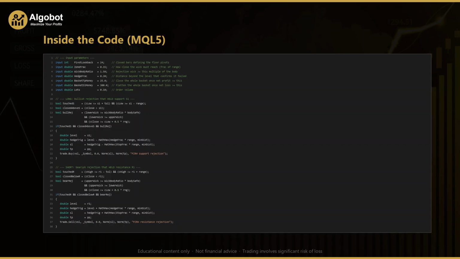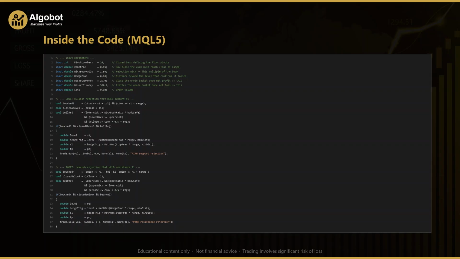Now the long block. The Boolean touched S checks that the candle's low dipped into the support zone. Closed above S confirms the candle closed back above support. And bull ray confirms the rejection shape. The lower wick is at least the wick-to-body ratio times the body. The lower wick exceeds the upper wick, and the close sits in the upper half. When all three are true, the code calls trade.buy, with the stop loss placed beyond the hedge point and the take profit set to the central pivot.